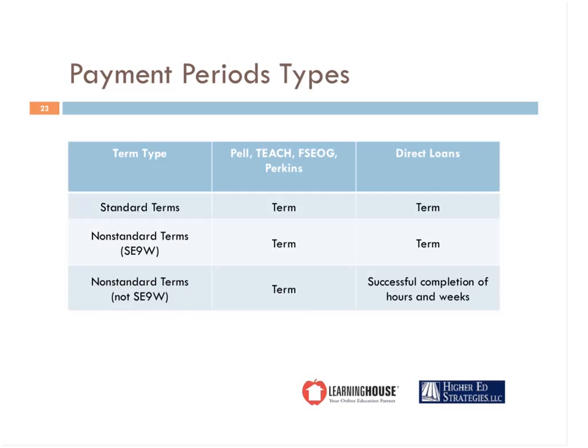This chart illustrates that in all categories except for non-standard term under the direct loan category, your payment period can be the term, unless it is a non-standard term with not substantially equal terms. In that scenario, you need to wait until the student has completed at least 50% of the weeks and the credit hours or clock hours before making the second disbursement in your direct loans.